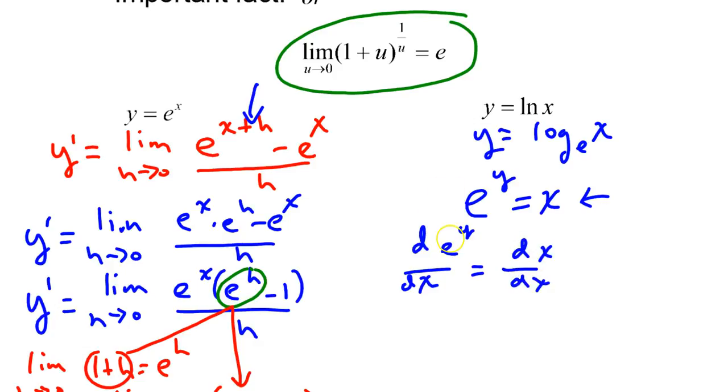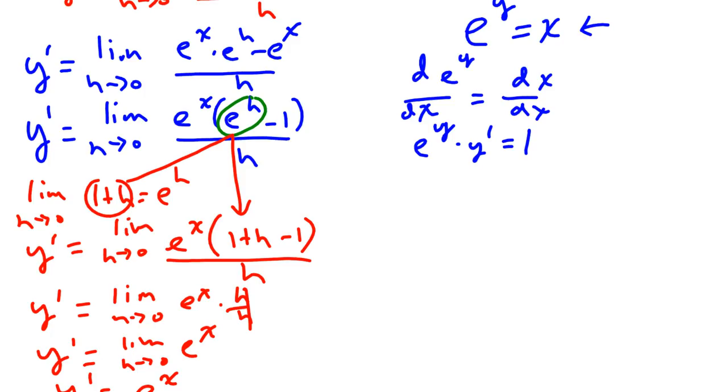Well, again, the derivative of e to the y is just e to the y times y prime. You guys said you like y prime better. And that equals the derivative of x in terms of x, which is just 1, right? Okay, well, if I solve for y prime, don't I get y prime equals 1 over e to the y?